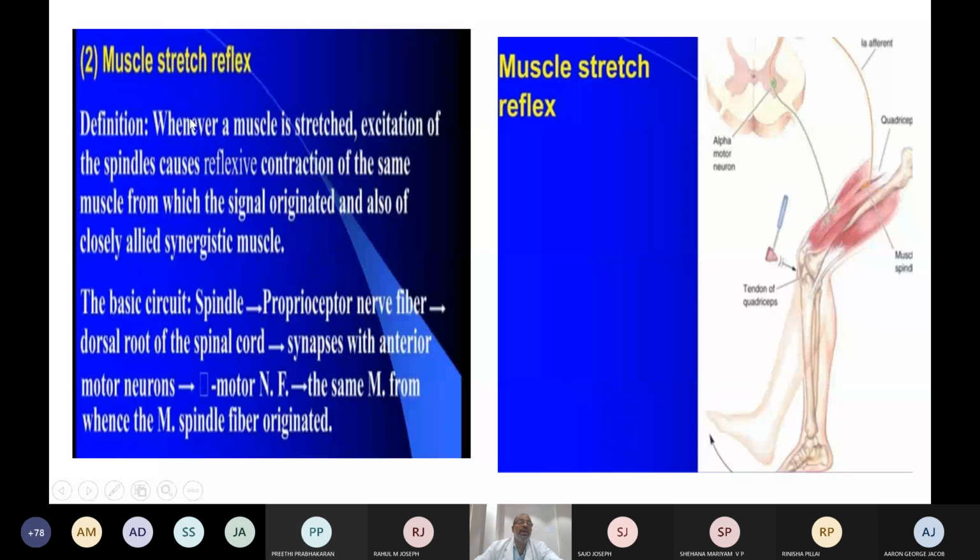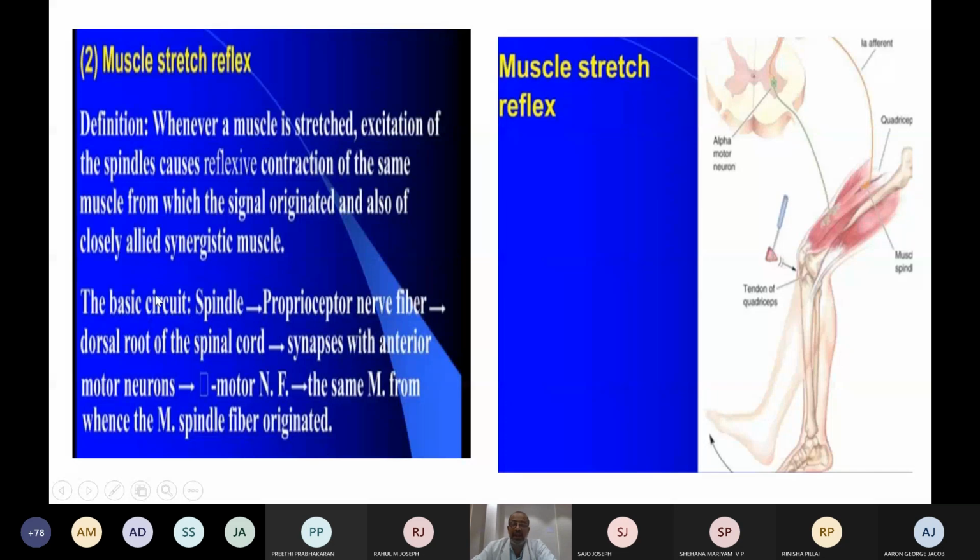Then what is the stretch reflex? Whenever a muscle is stretched, excitation of the spindles causes reflexive contraction of the same muscle from which the signal is originating, and also of closely allied synergistic muscles. So what is that? When you have contraction of the biceps, there is also contraction of the brachioradialis. We will mention this.